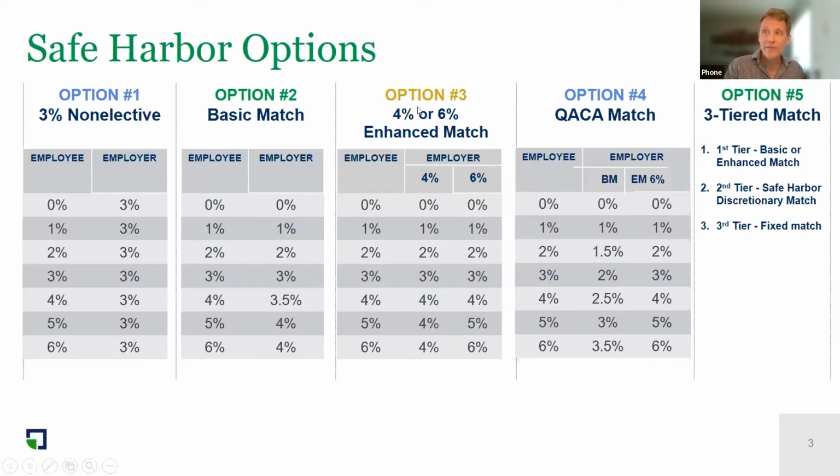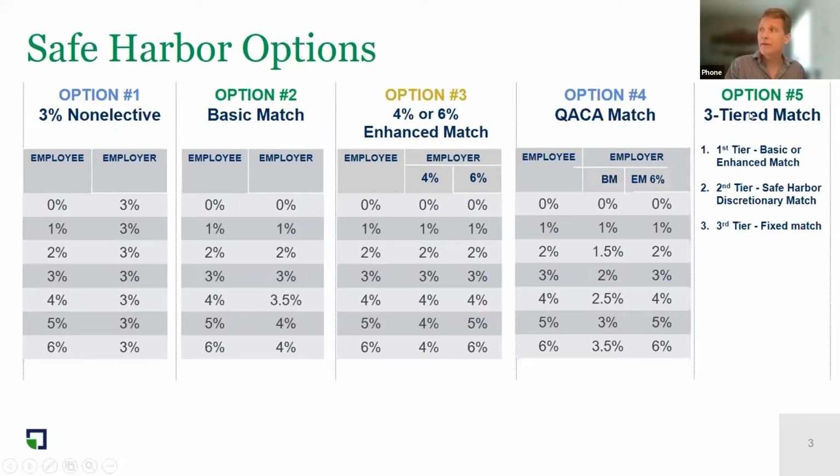You can also do an enhanced match where it's dollar for dollar up to 4% of pay, or you could do dollar for dollar up to 6% of pay. You'll notice under the 4%, you get the same result as you would under the basic match. The only difference is the gap here between 4 and 5%. All right, there's a QACA match. This is a qualified automatic contribution arrangement. And here you can put in a basic match, which is less than the basic match over here, but you also can do an enhanced match, which is the same as right here.